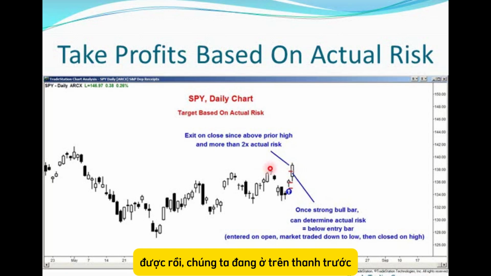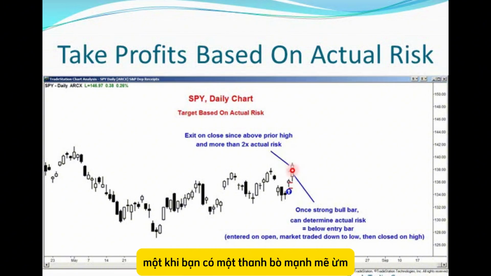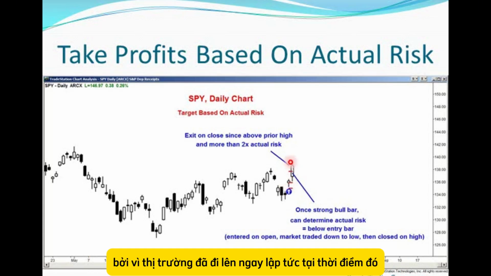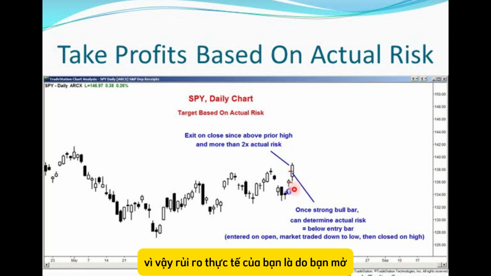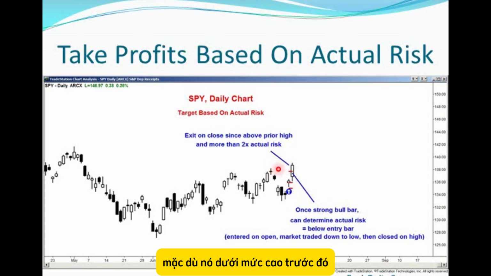Okay, we're above the prior bar. You could exit on the close of this strong bull bar, just like strong bull bars up here led to reversals. Once you have a strong bull bar, you can make projections based upon the actual risk. So if you bought this close, your actual risk at most was below the low of the bar because the market went up immediately at that point. So your actual risk is from your open to one tick below the low of the bar, and 2 times your actual risk is that red line there. So theoretically, you could have taken partial profits at that red line, even though it's below the prior high.